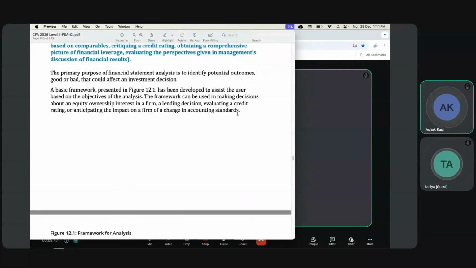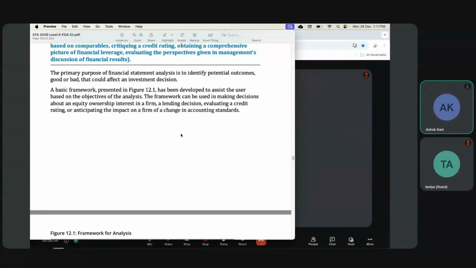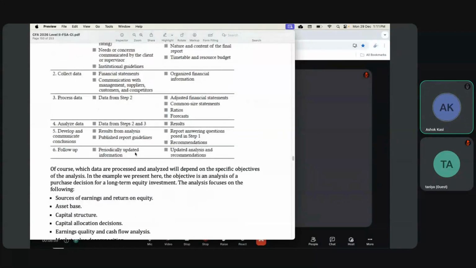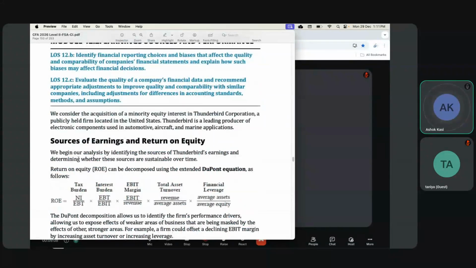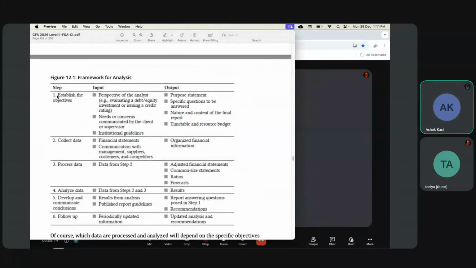They cannot explain each and every framework, but they have given one example. See, this is the framework, and here they have given one example, which is return on equity. First of all, establish the objectives. The perspective of the analyst, that is evaluating your debt equity.